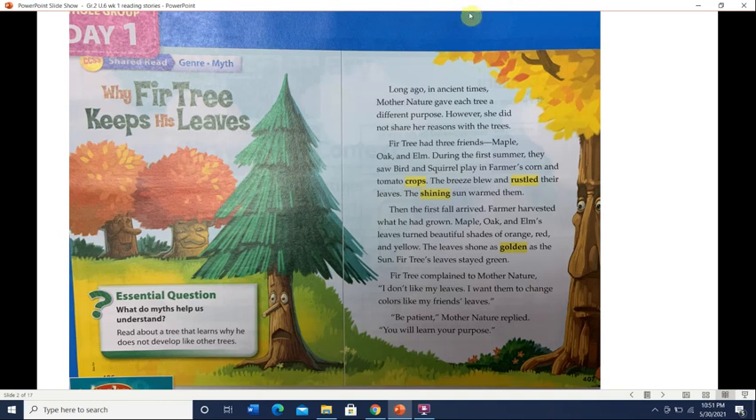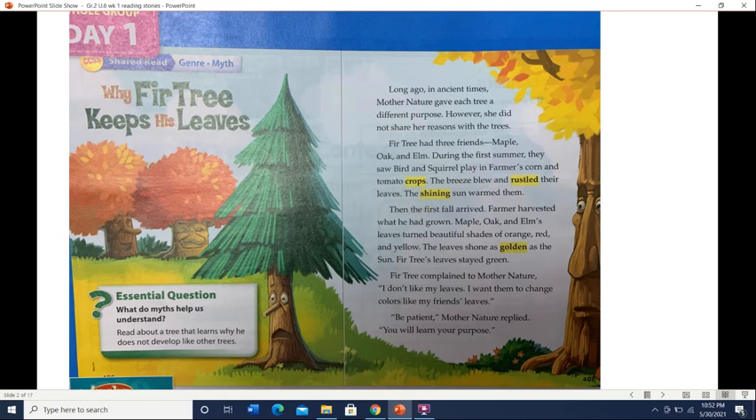On page 407, long ago in ancient times, Mother Nature gave each tree a different purpose. However, she did not share her reasons with the trees. Fir Tree had 3 friends, Maple, Oak, and Elm. During the first summer, they saw bird and squirrel play in farmers' corn and tomato crops. The breeze blew and rustled their leaves. The shining sun warmed them.